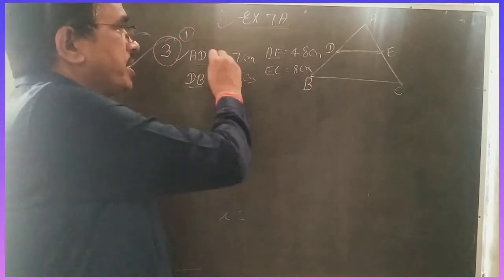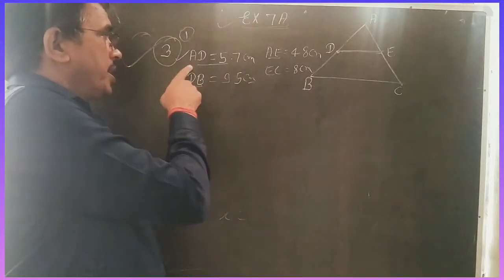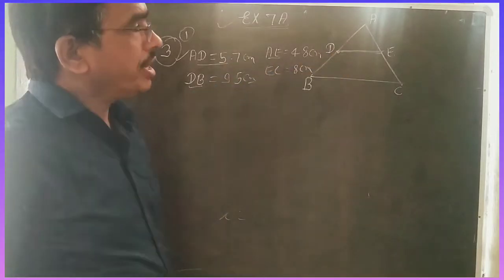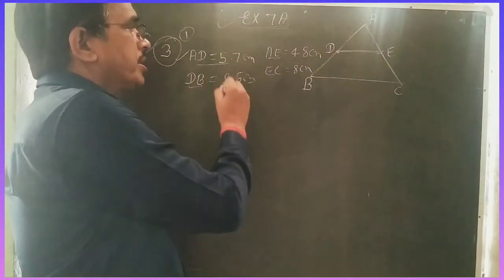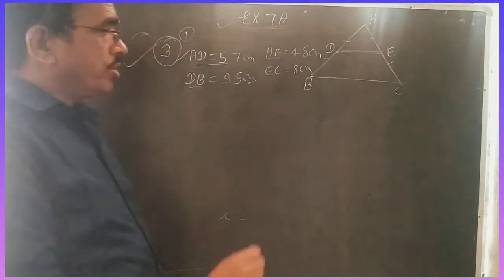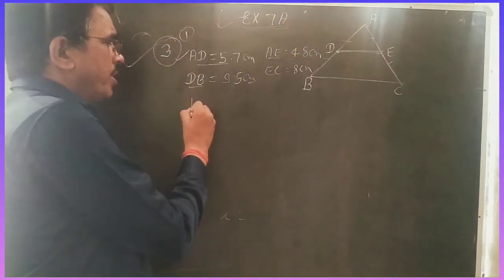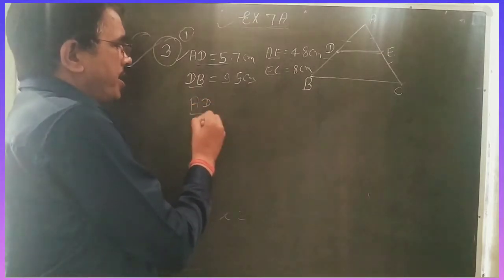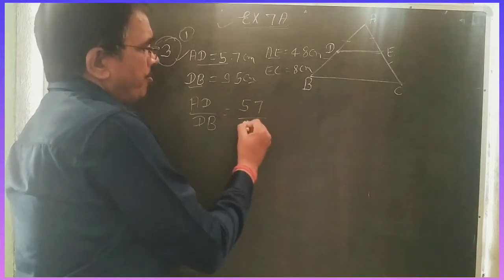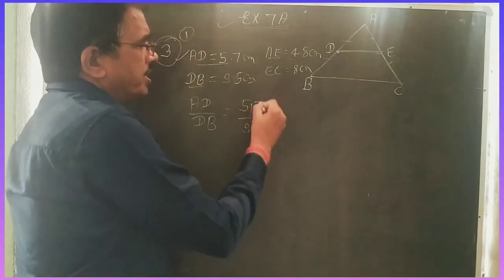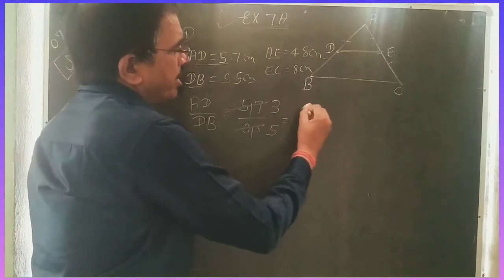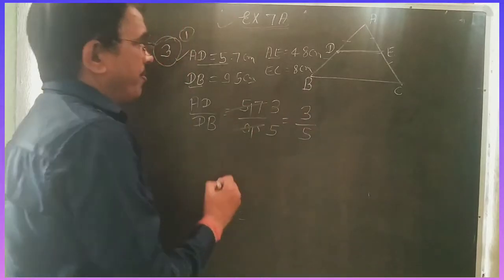First, you find what is given. In this question, you find out all the small parts in the triangle. That is AD, then DB, AE, then EC. So use the first way of the Thales theorem. First, you write AD by DB. What do you get? You get 5.7 by 9.5. Cancel by 19. 19 3s are 57 and 19 5s are 95. So it is 3 by 5.